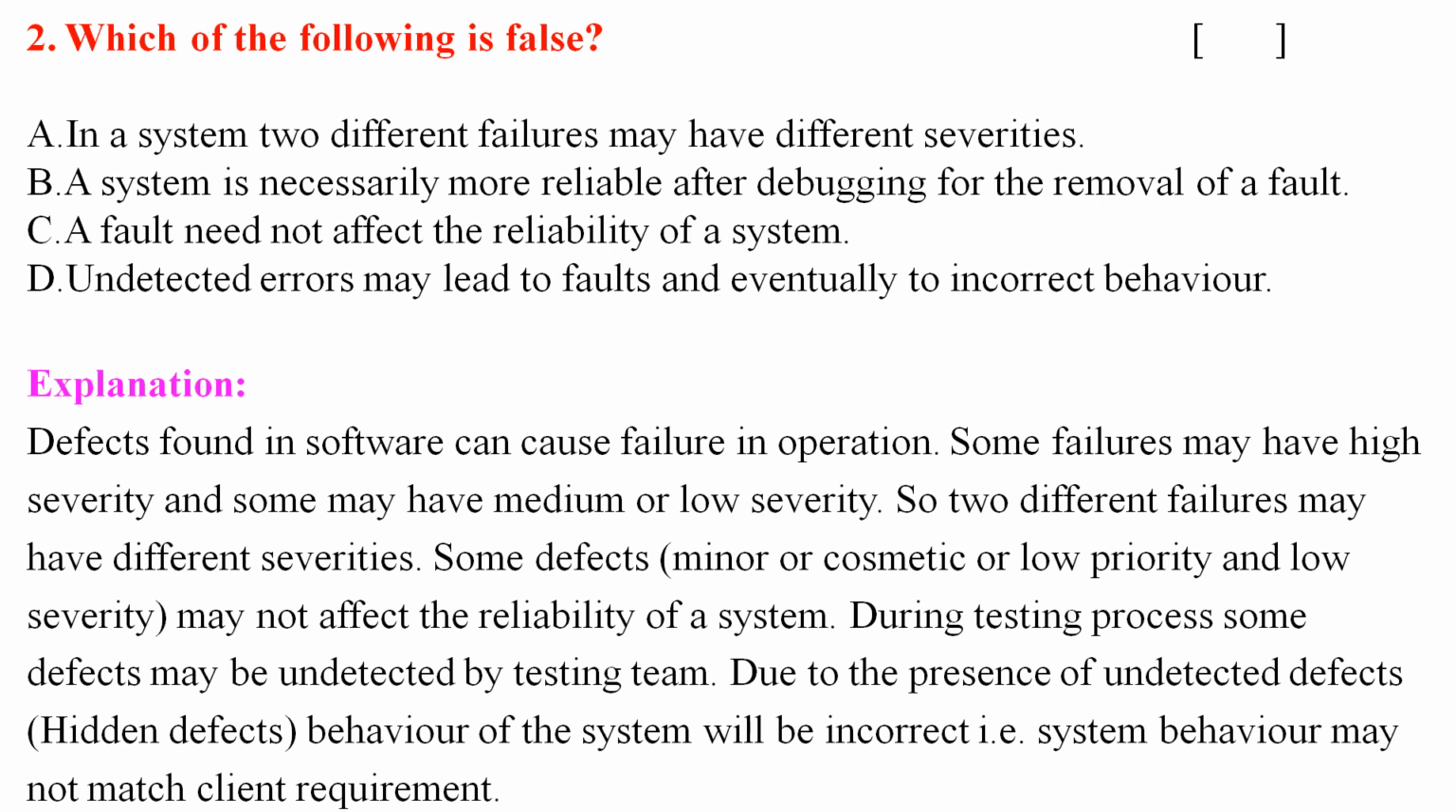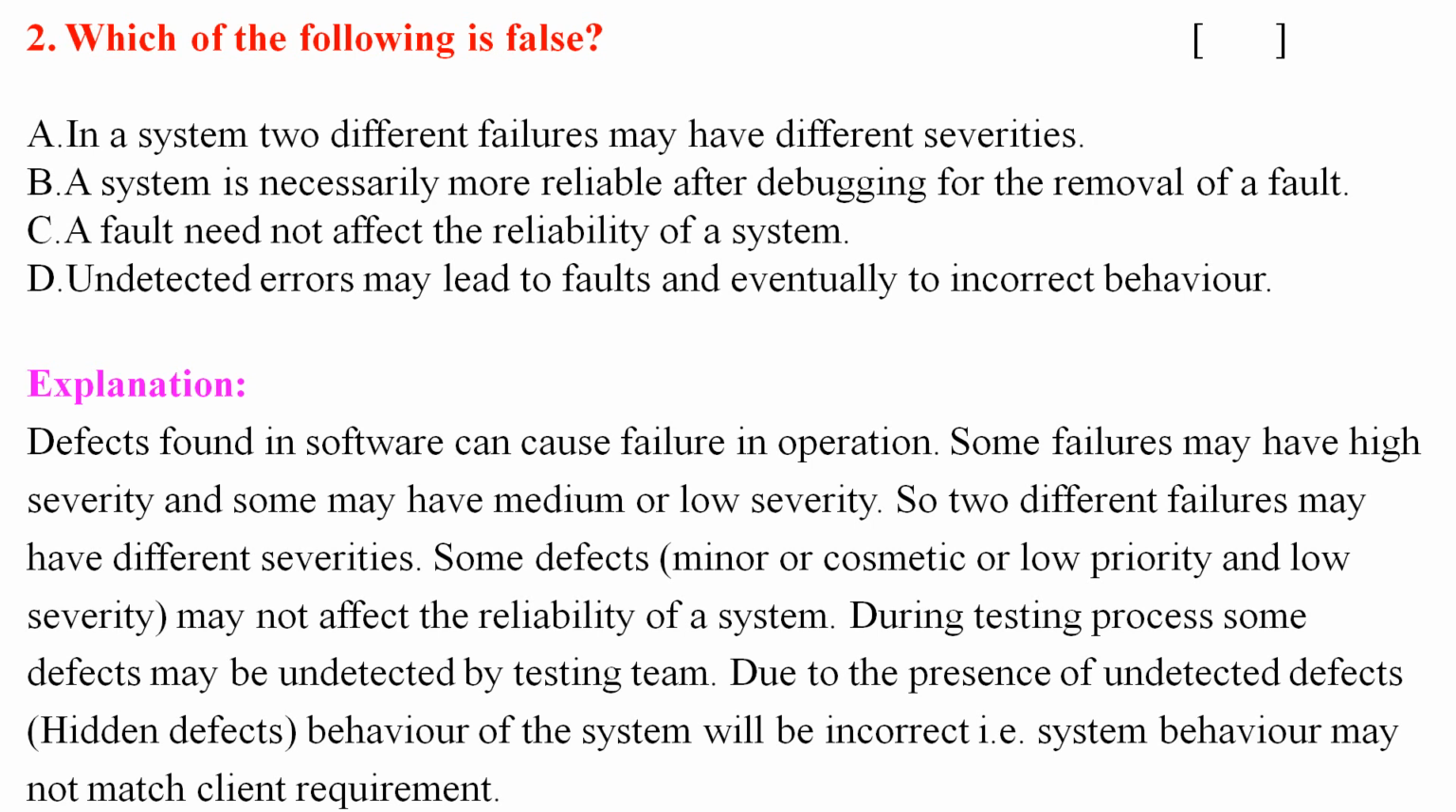The next one. Which of the following is false? In a system, two different failures may have different severities. A system is necessarily more reliable after debugging for the removal of the fault. A fault need not affect the reliability of a system. Undetected errors may lead to faults and eventually to incorrect behavior. So, which of the following is false? Excuse me. You have to identify the false statement, not the true statement. That's why you have to read that question once and twice, very clearly, and understand that question. Which of the following is the false statement?